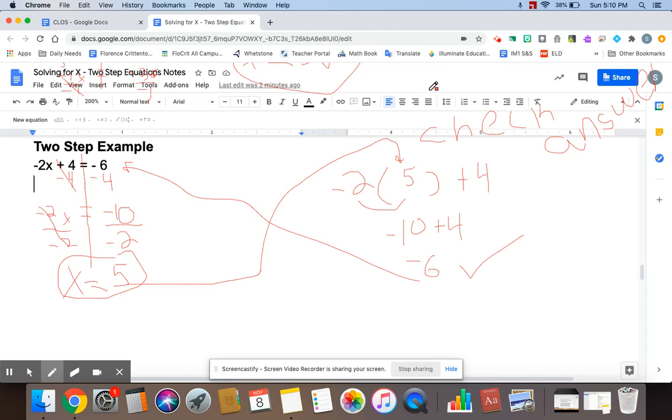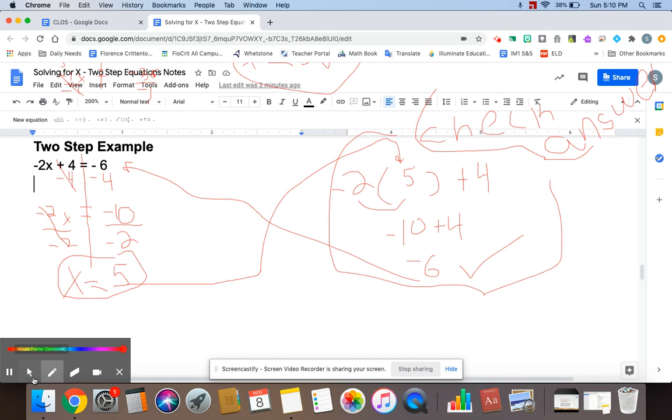So I wrote here that this is how you end up checking your answer, is this whole process where you take the equation, plug in the x you found, and make sure it ends up being what it should equal by the end.